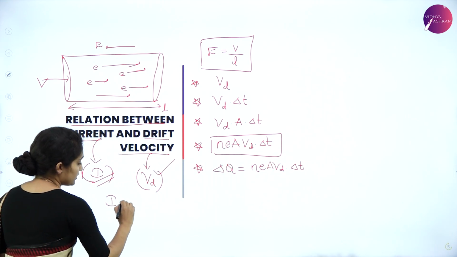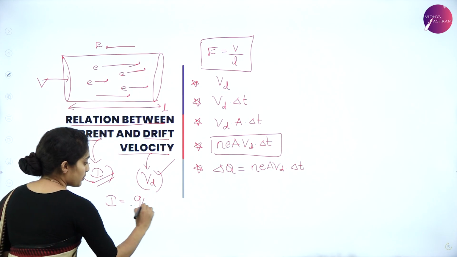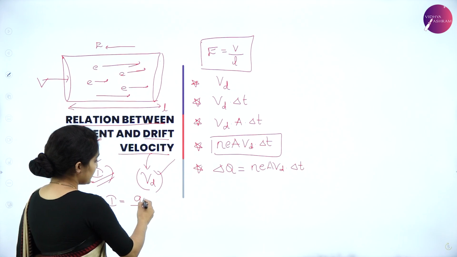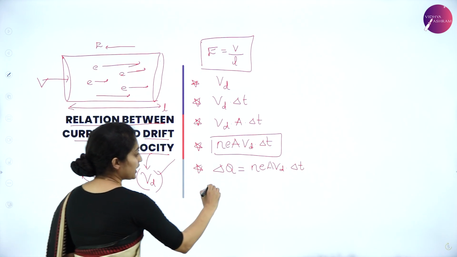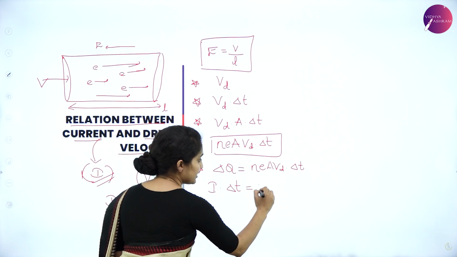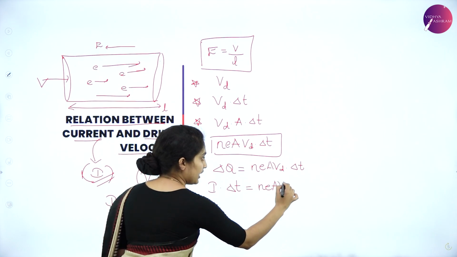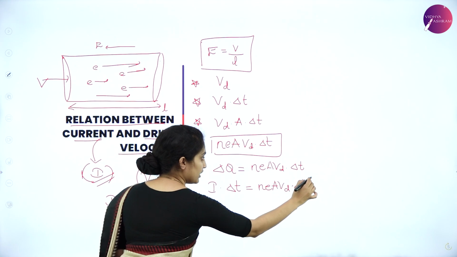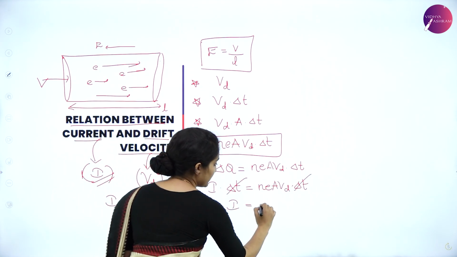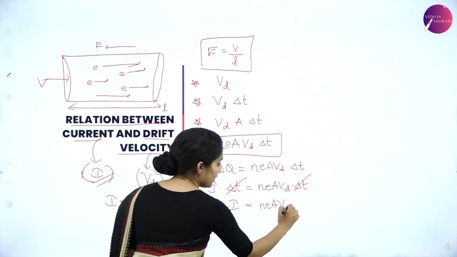So current I is equal to charge per unit time. So I can rewrite this as Q is equal to I into t. Since there is charge, I can write I into delta t is equal to nEA Vd into delta t. Delta t cancels with delta t. So we have I is equal to nEA Vd.